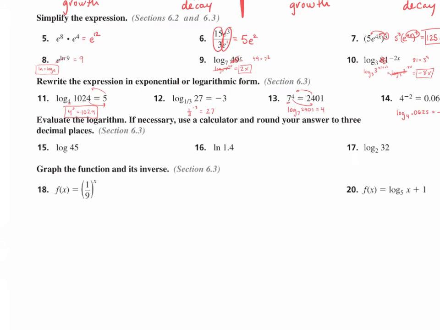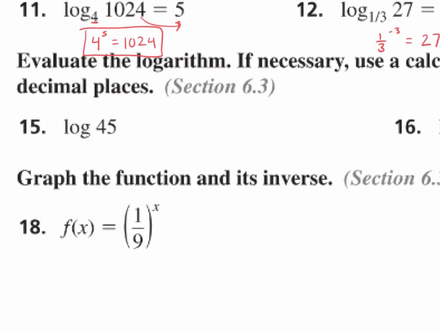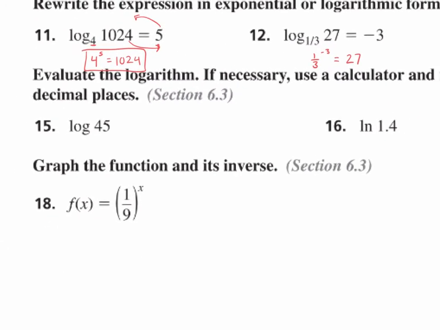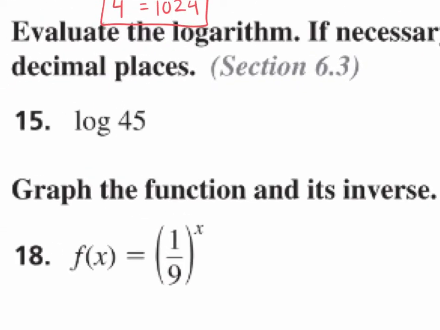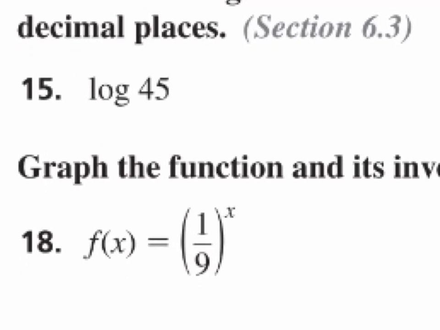All right, for 15, 16, and 17, we're just putting it into the calculator. So what do you get when you do log of 45 in the calculator? 1.653. Everybody agrees? Anybody get anything different? Awesome.